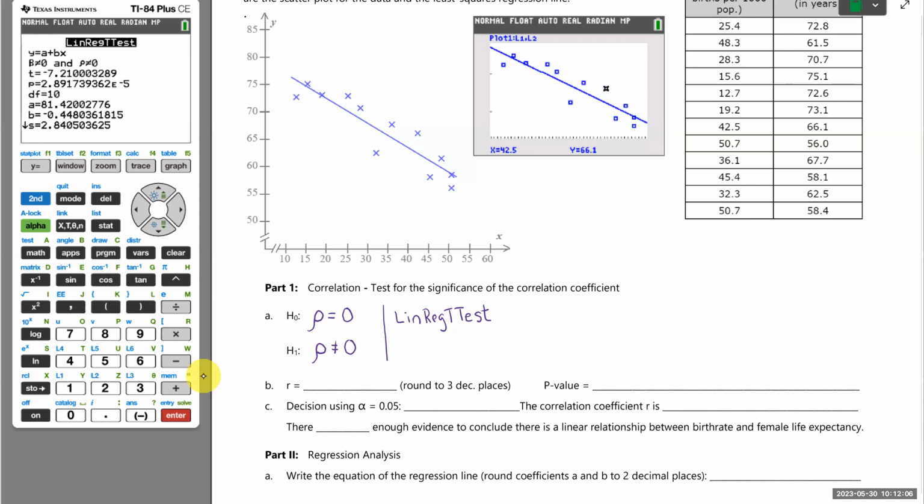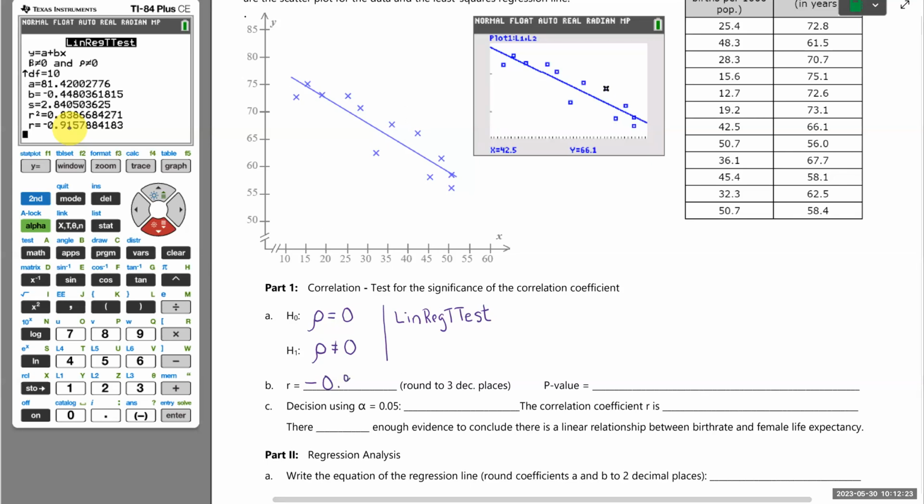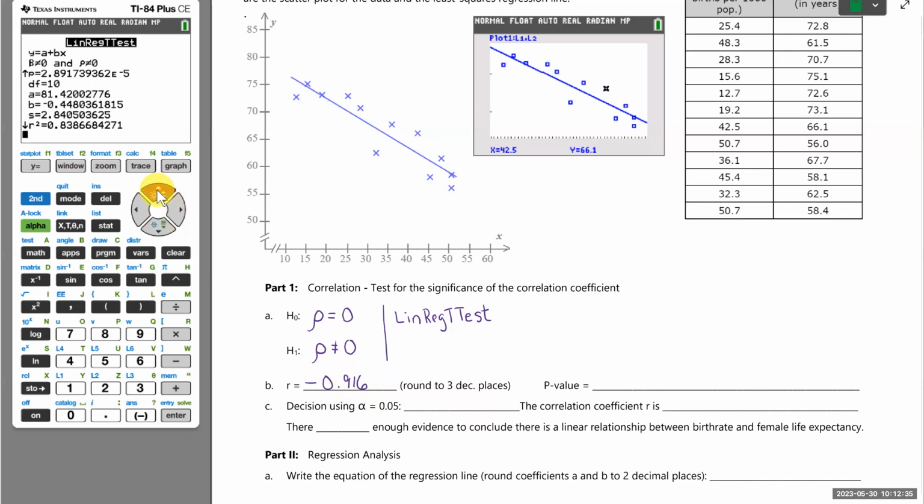And then let's scroll to the bottom of that screen and write down our sample correlation coefficient, and that's negative 0.916, rounding to 3 decimal places. And negative correlation makes sense here just based on the visual of the scatter plot. And to determine if that's a significant value for the correlation coefficient, we'll go to our p-value. And I'm going to see here our p-value is incredibly small.